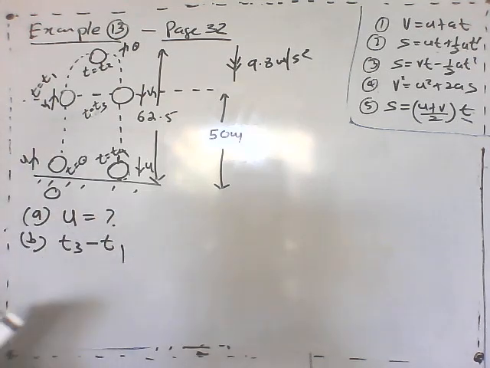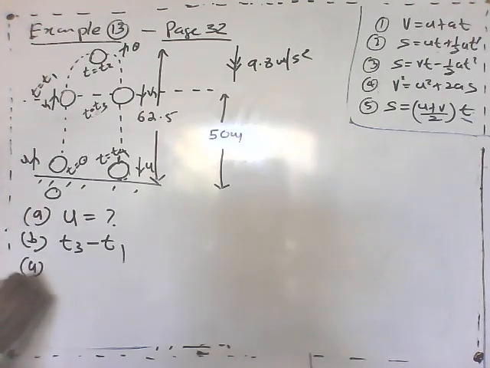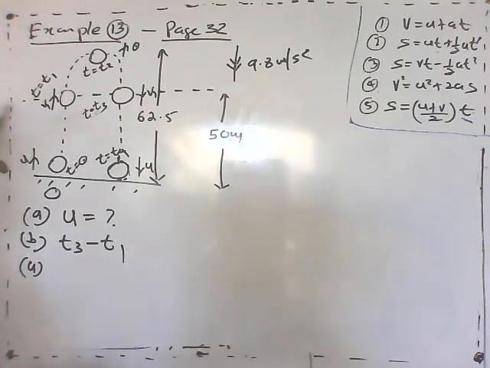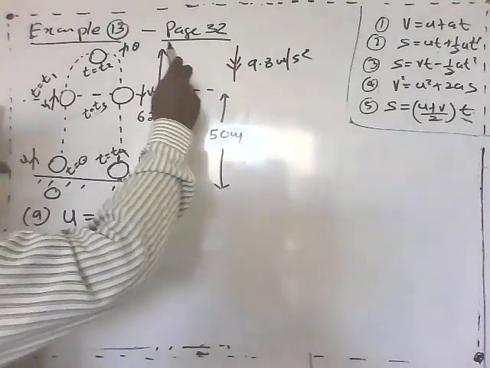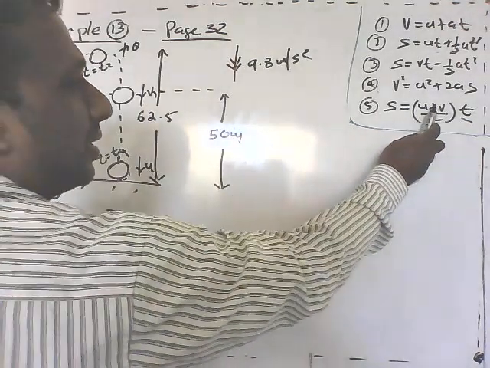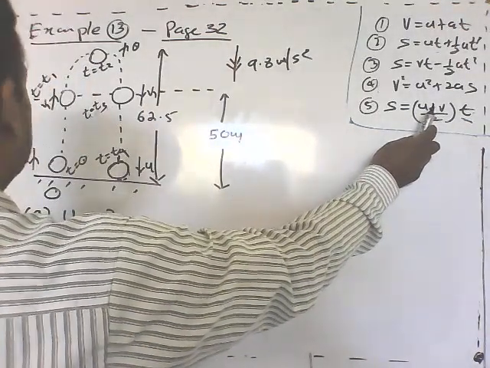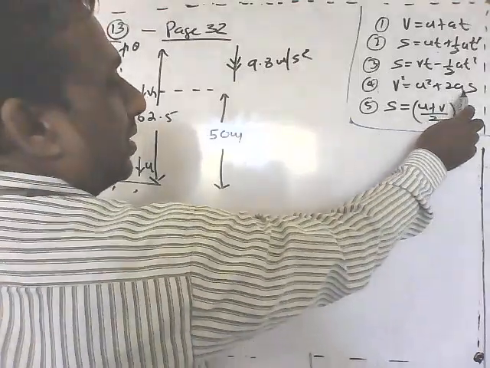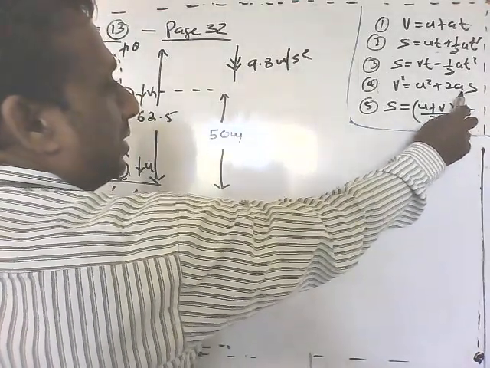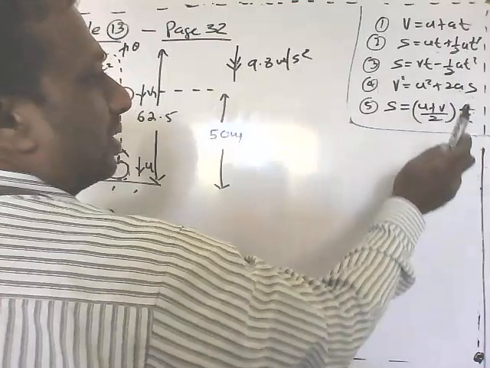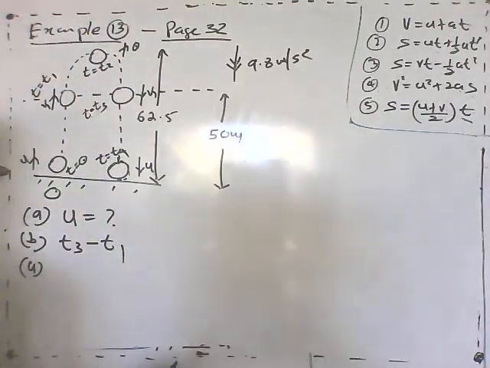So we'll see how we are going to handle this. Part A we will start. Part A, they want u. So we can say this height is also 62 points. So initial velocity, v square. Here we know the height and g. We can put this one, then we should be able to find u.